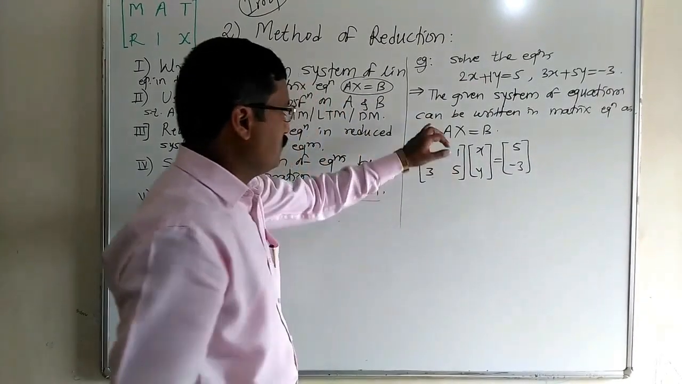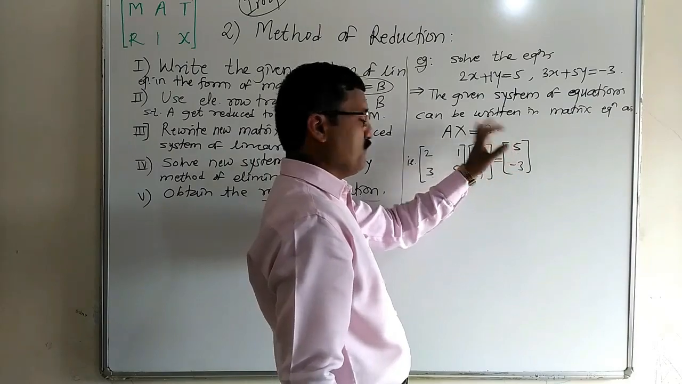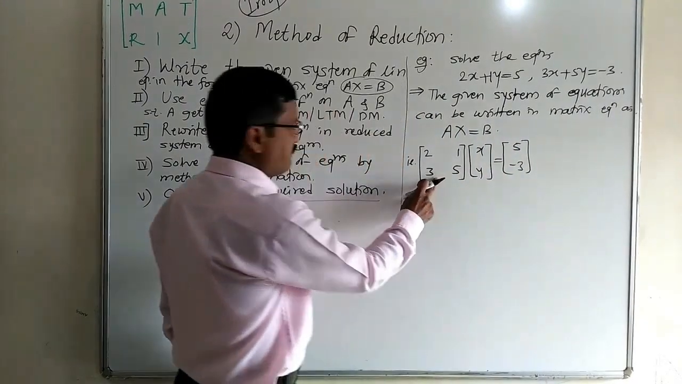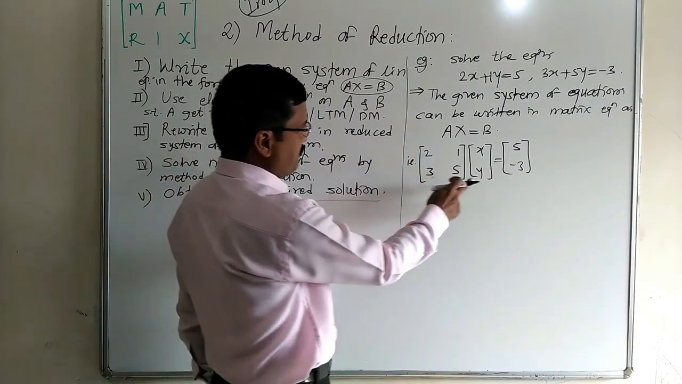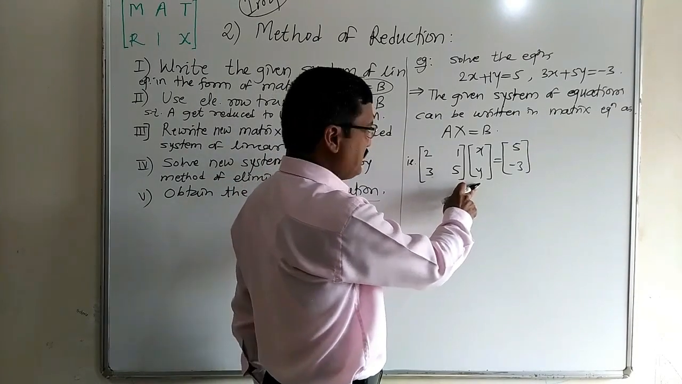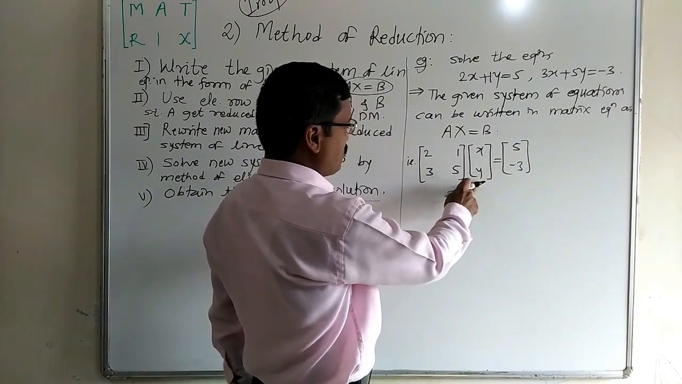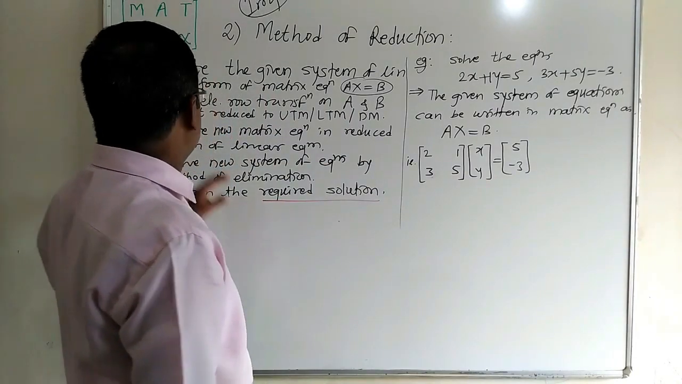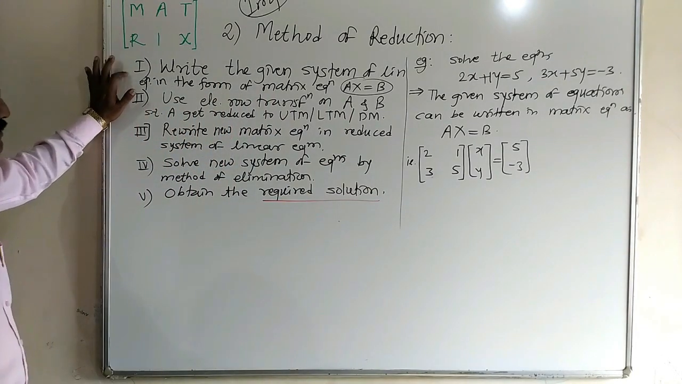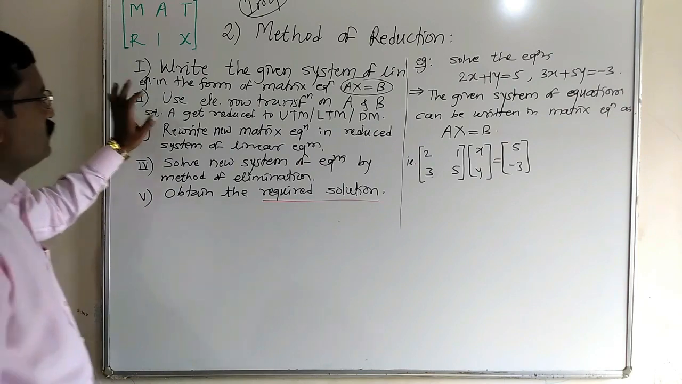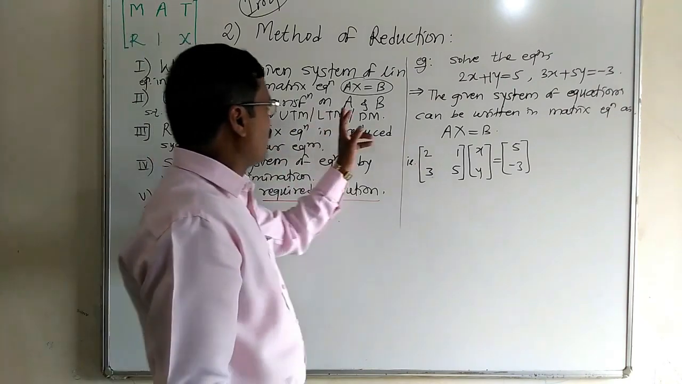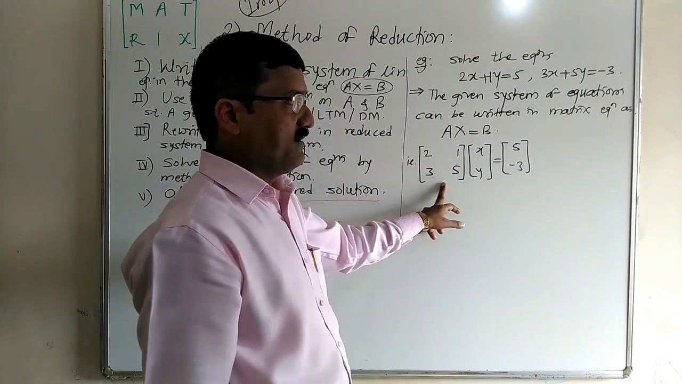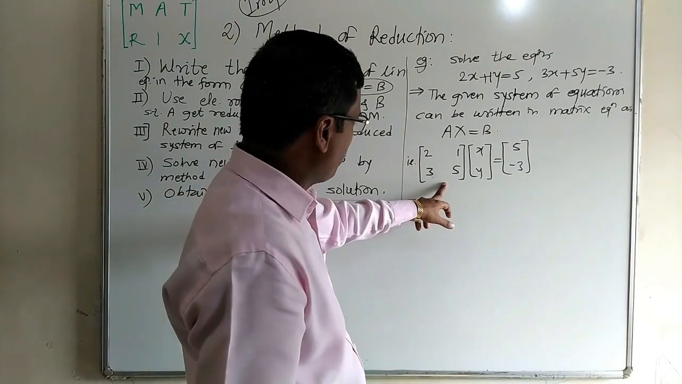Here you can write A is equal to this, X is equal to this, and B equal to this. This A is matrix of coefficients, X is matrix of variables, and B is matrix of constants. So this is our first step. Now in the second step, what to do? Use elementary row transformation so that this matrix A gets reduced into upper triangular matrix or lower triangular matrix.